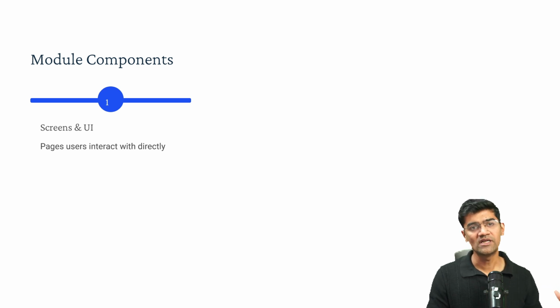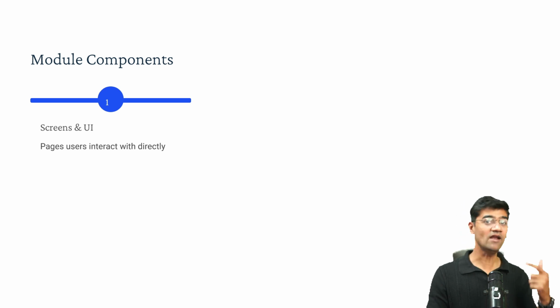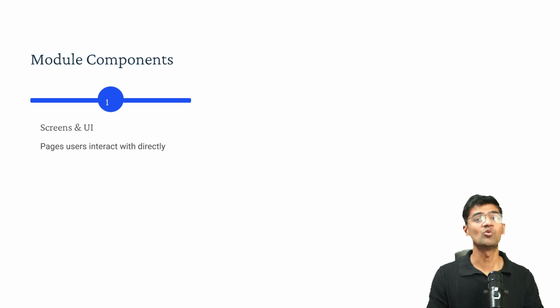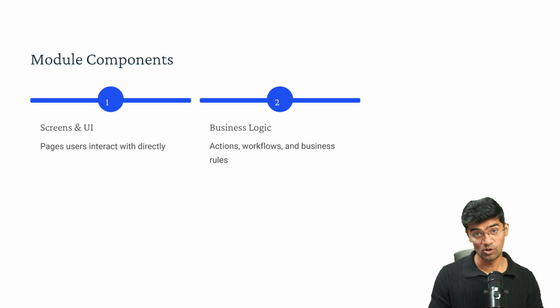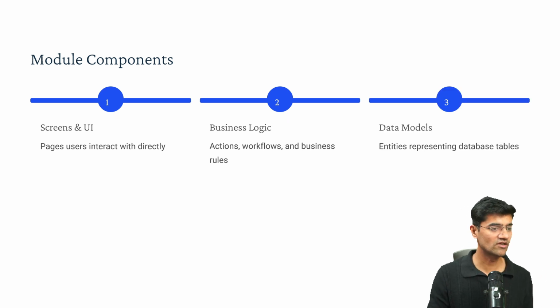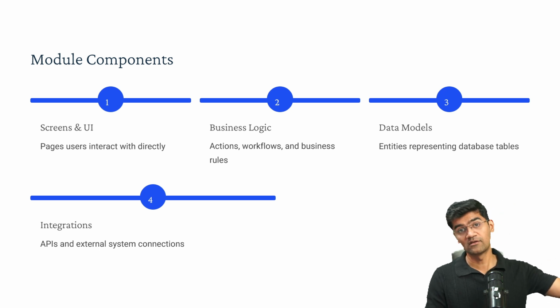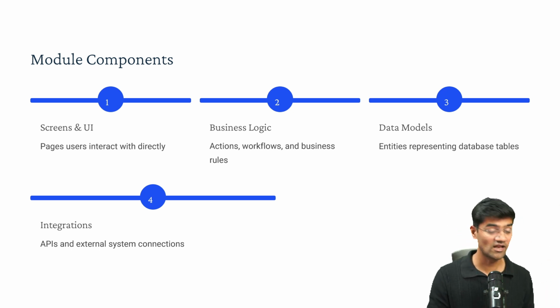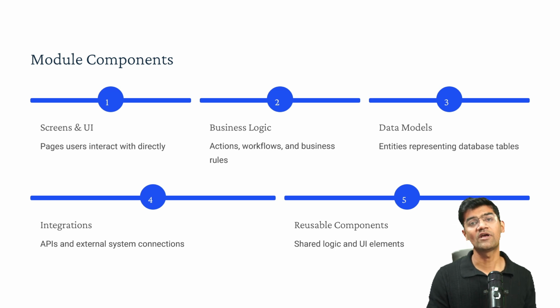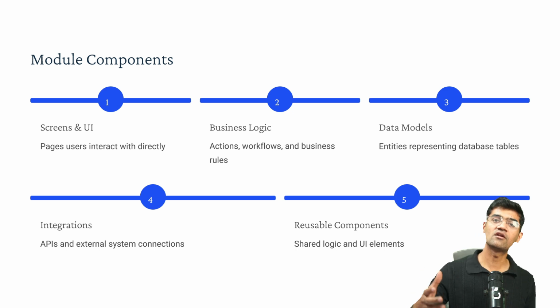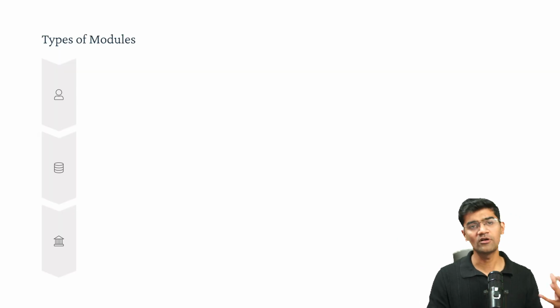The first component is screen and UI. A module can have pages, screens, and layout specific and UI specific components. Then business logic. A module can also have actions, workflows, and business specific rules. Then data models, in the sense that a module can have data tables and associated stuff. Then integration with third party applications. If we are integrating, then we can have APIs in the module. And a module can have reusable components, reusable logic, and reusable actions, so that we can reuse the same thing in another module.